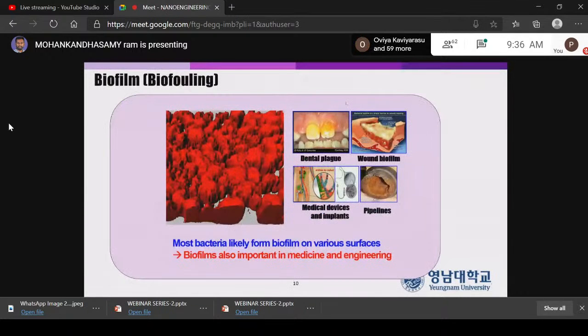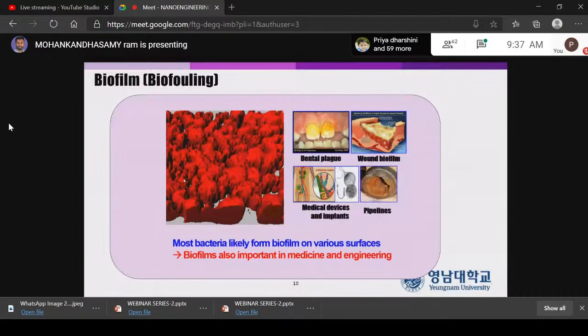So what are biofilms or biofouling again? When the bacteria sit and grow on any surface, they form a thick biomass which antibiotics cannot penetrate. So these biofilms are 1,000 times stronger than bacteria just in media or in water. That's why research on biofilms is so important these days.